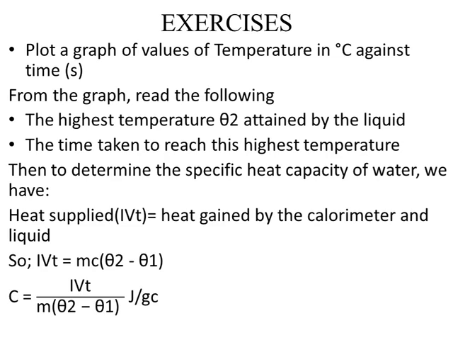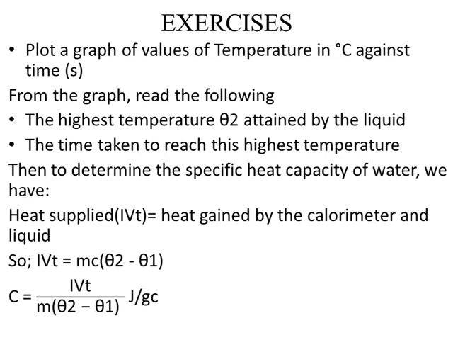So from the graph, you read the following: the highest temperature attained by the liquid, and the time taken to reach that highest temperature. Then you determine the specific heat capacity of the liquid by using the formula: heat supplied equals heat gained by calorimeter and liquid.